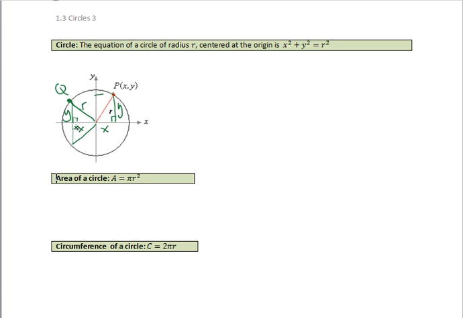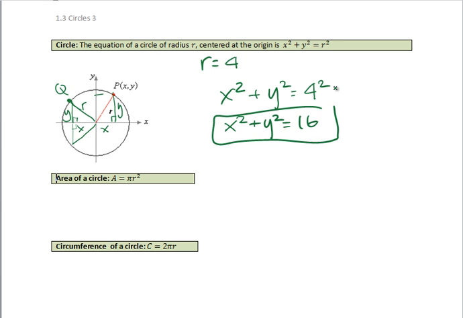Okay, so for example, what would the equation of a circle be with radius 4? Assuming that we're centered at the origin, the equation of the circle is x squared plus y squared equals 4 squared. So x squared plus y squared equals 16. So I recommend that you know and memorize the equation of the circle.